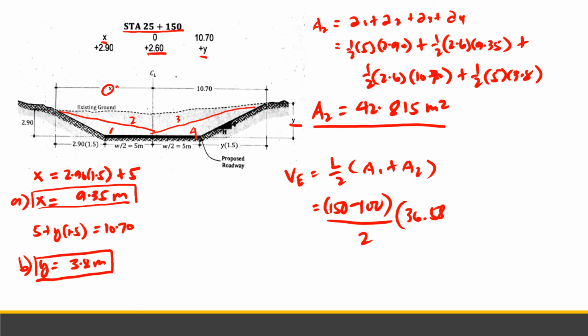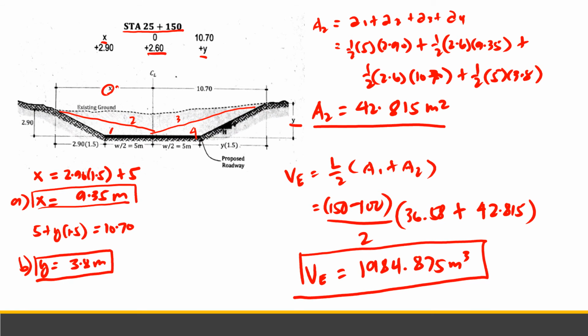36.58 meters squared plus area 2 is 42.815 meters squared. So the volume using end area method is equal to 1984.875 cubic meters. That is the volume using end area method. So this is for letter C.